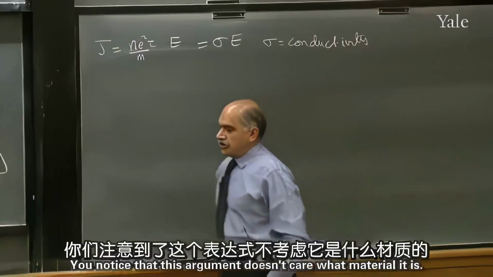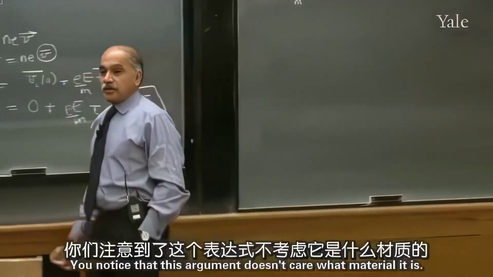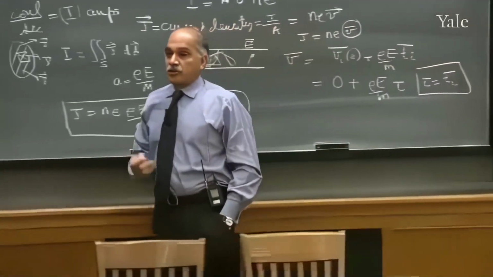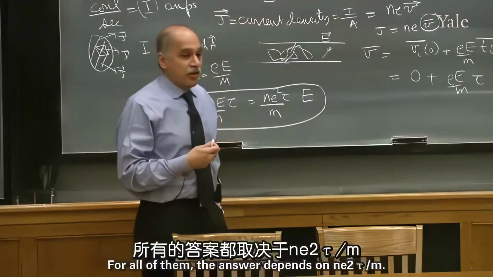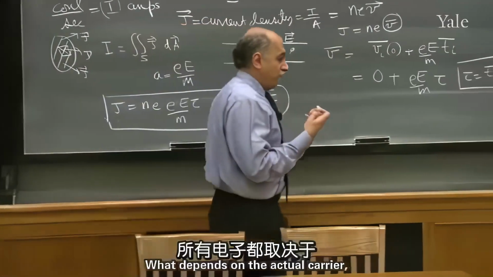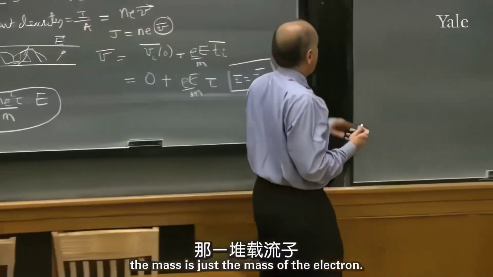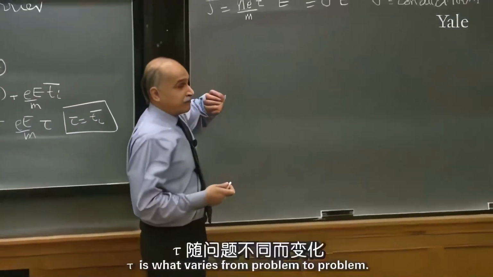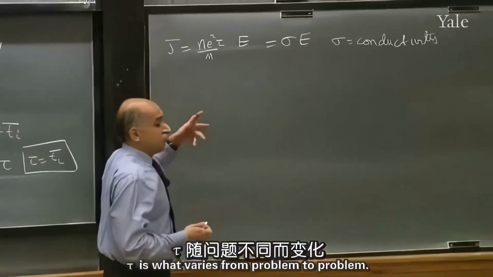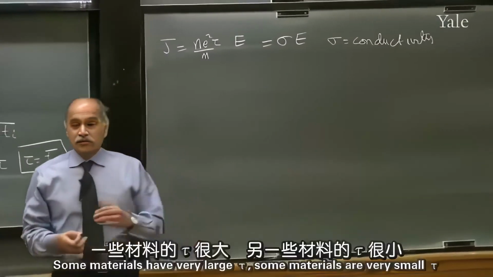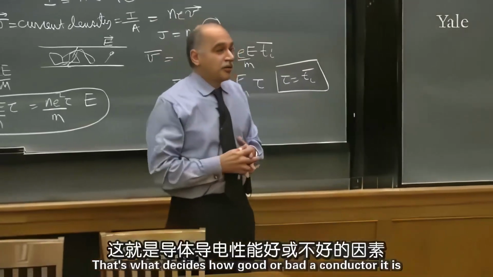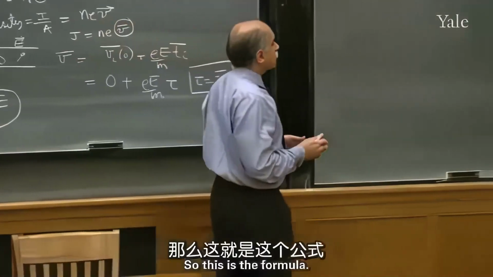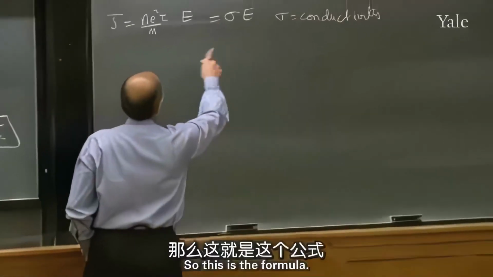You notice that this argument doesn't care what material it is. It could be copper, it could be aluminum, it could be some alloy. For all of them, the answer depends on n e squared tau over m. What depends on the actual carrier? Well, the mass is just the mass of the electron. Tau is what varies from problem to problem. Some materials have very large tau, some materials have very small tau. That's what decides how good or bad a conductor it is. So this is the formula.